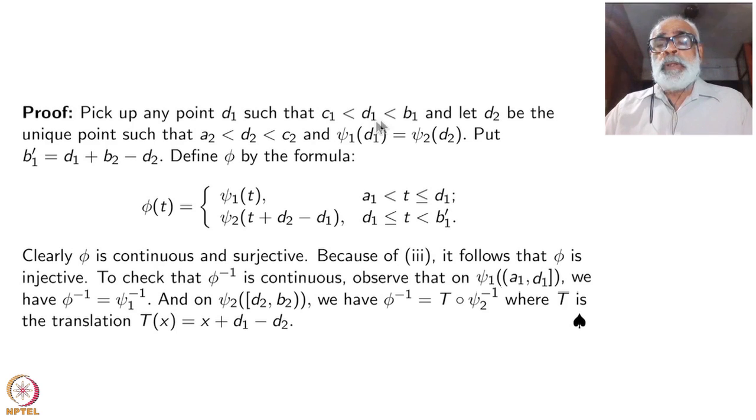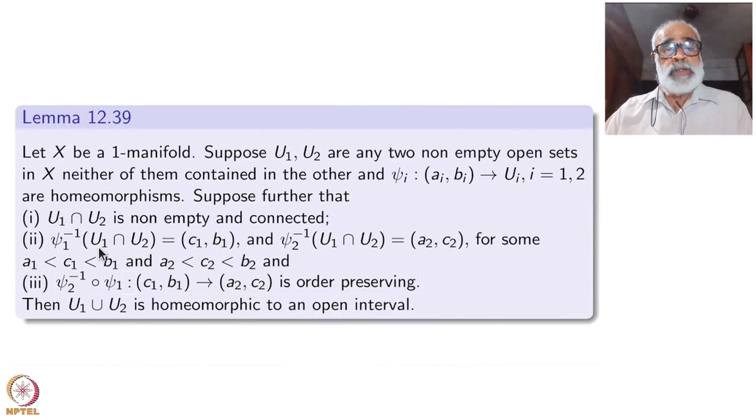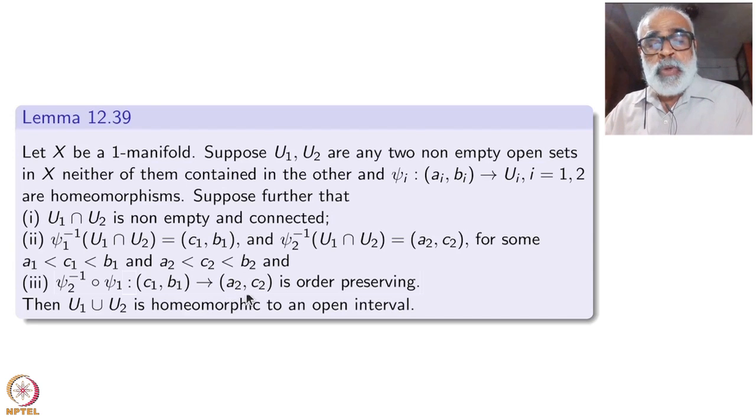Okay. Let D2 be the unique point inside A2 to C2, such that if psi 1 is defined here, psi 1 of D1 is equal to psi 2 of D2. Remember, C1 to B1 is the intersection of this one. So the image of psi 1 and the image of psi 2 are the same in U1 intersection U2. So if I take a point here, D1, psi 1 of that will be in the intersection, it will be psi 2 of some point, where that point must be between A2 and C2.